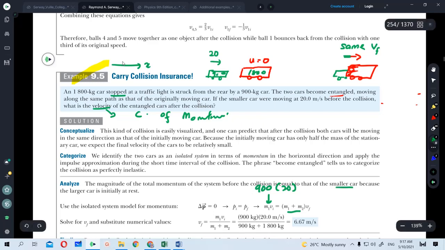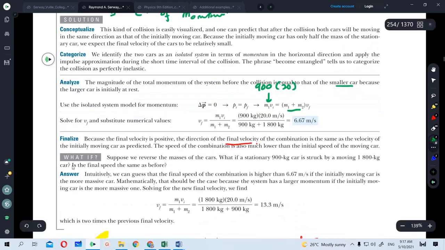Now, it's also interesting to look at the what if. What if the scenario is reversed, where now the stationary car is the 900, the smaller car, while the 1800, the larger, is moving? From our calculation, we arrive at the final velocity, the same mathematical version, just with the reversed positioning. And you find that it's almost double, almost 2 times.